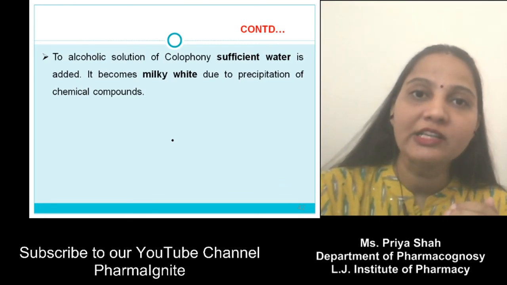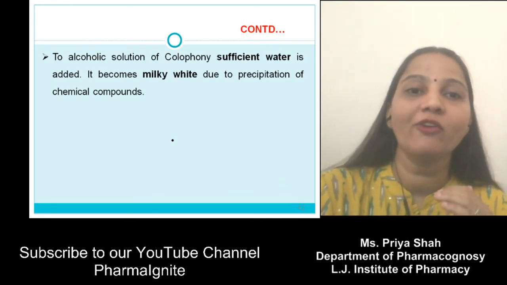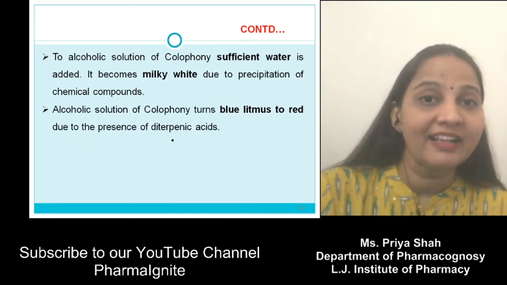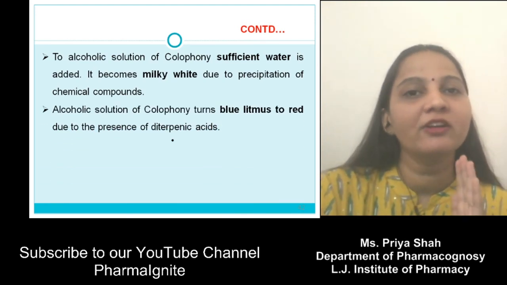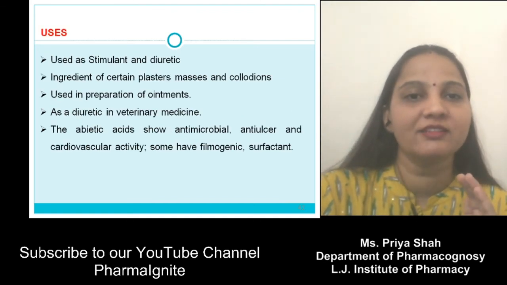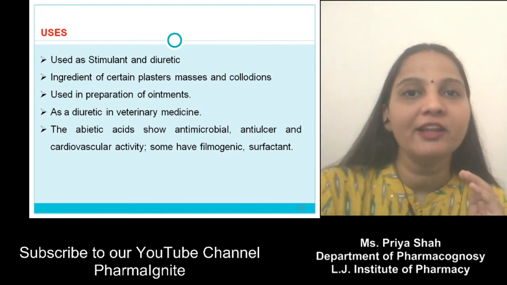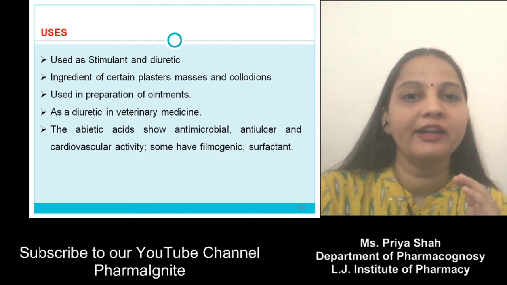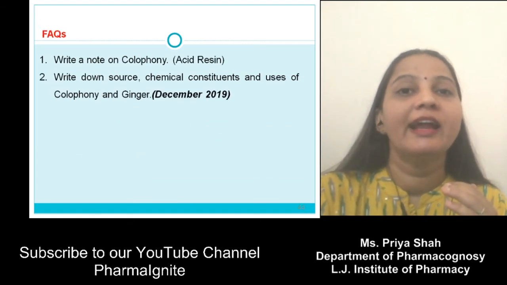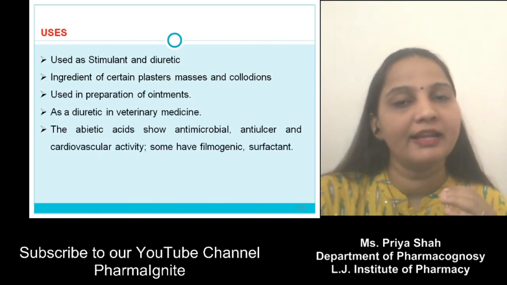And in an alcoholic solution, while a sufficient amount of water is added, it will give milky white precipitates. And these acids turn litmus paper red because of the presence of acids. Now uses: it is mainly used as a stimulant, diuretic, and it is also used in the preparation of ointments. It has antimicrobial and anti-ulcer activities.